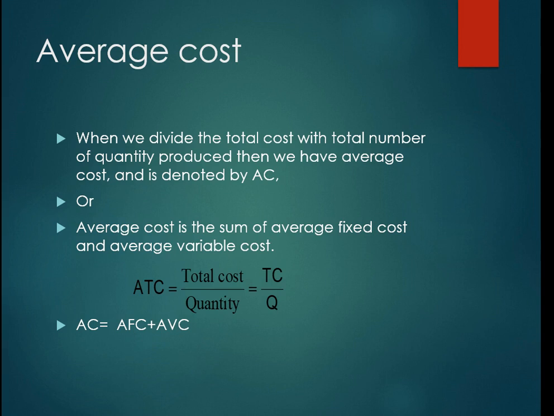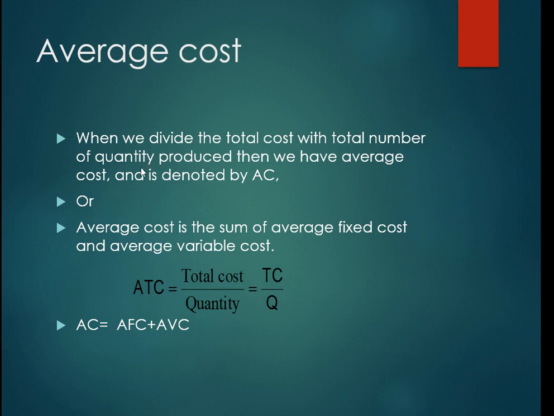In today's lecture, we will discuss the concept of average cost. So now let's first discuss what average cost is and how we can calculate it. Basically, average cost is when we divide the total cost by the total quantity produced.